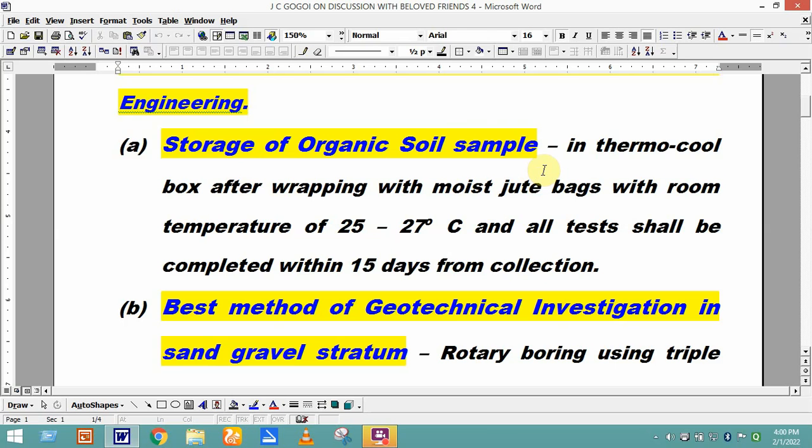I hope it is a simple method we can take care of, not only for organic soil samples, but for all soil samples we should take care of this. Another question is the best method of geotechnical investigation in sand gravel stratum.